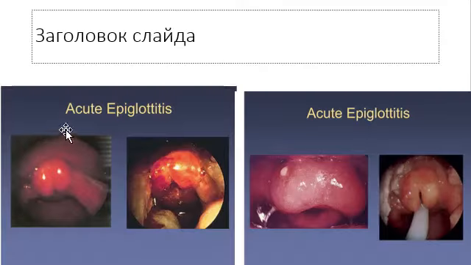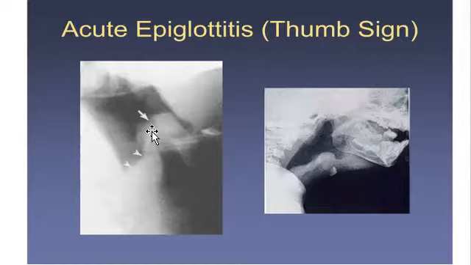Now in that slide you can see the laryngoscopic view of the different stages of acute epiglottitis, and it is the X-ray sagittal view of the larynx, and we call this the thumb sign here.